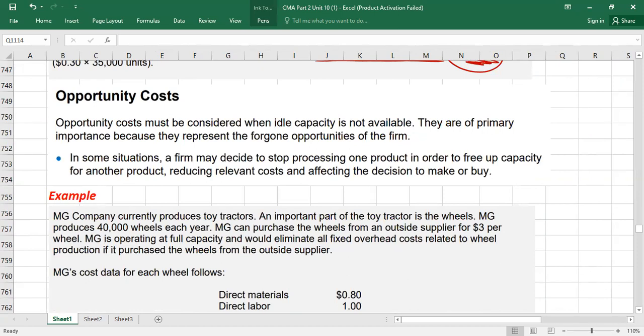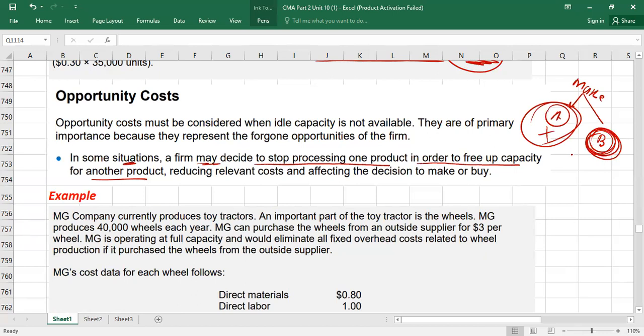I have already explained it in the last video with the help of examples. What will happen here? In some situations, a firm may decide to stop processing one product in order to free up capacity for another product. For example, maybe you do not have spare capacity. You are already manufacturing product A using that capacity, but now you want to manufacture product B using the same production facility. Obviously, because you are operating at full capacity and don't have any idle capacity, if you produce product B, you have to stop the production of product A. And here you may lose some money. Because you stop the production of A and start the production of B, you are losing some money on the production of A. That is called your opportunity cost. So that cost we also need to consider.